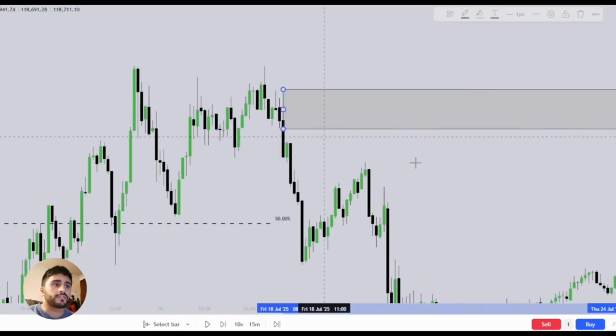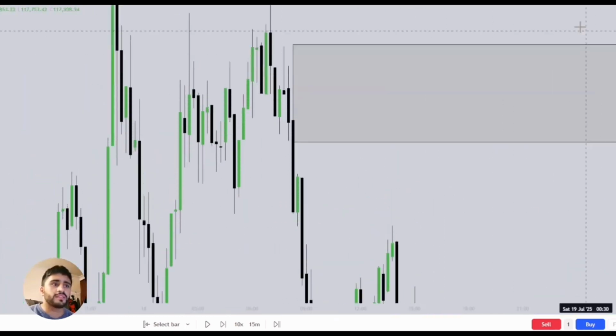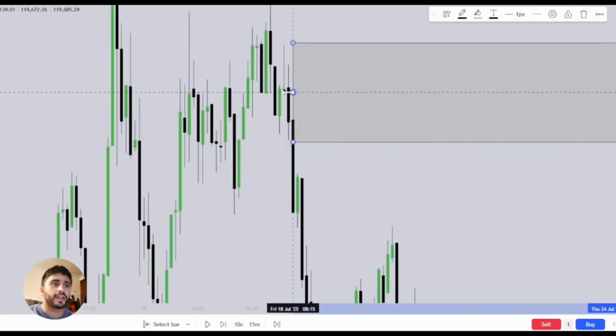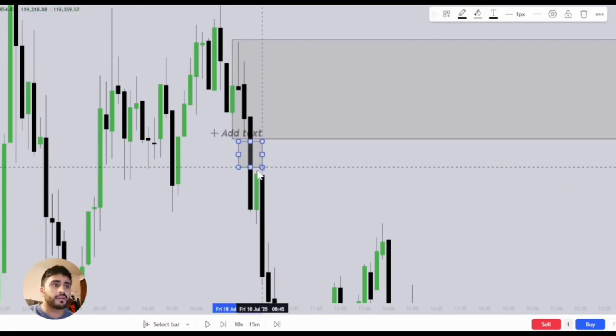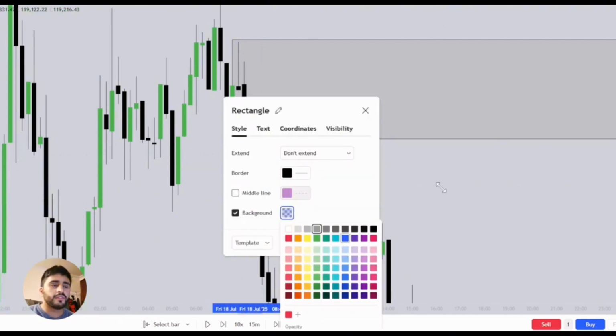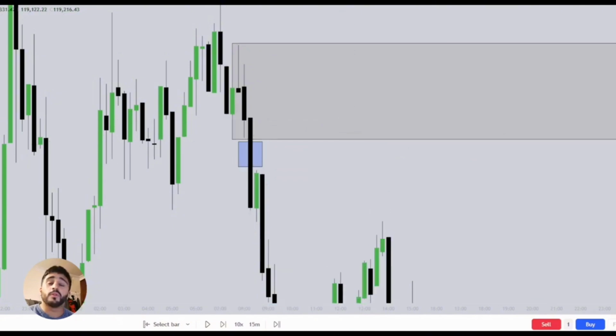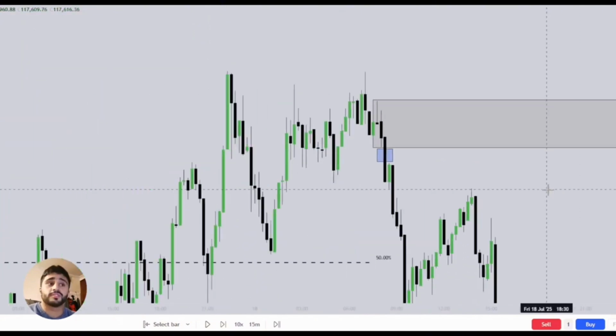Into this POI. The reason this is a POI, and the reason this is an area we are looking at, is because price left an inefficiency or a fair value gap, right? So we can see the market leaving a fair value gap just over here. This fair value gap I'm marking in blue. The blue box is a fair value gap.